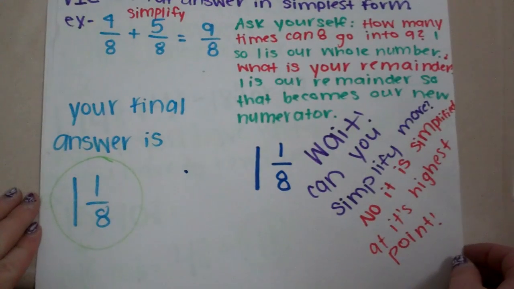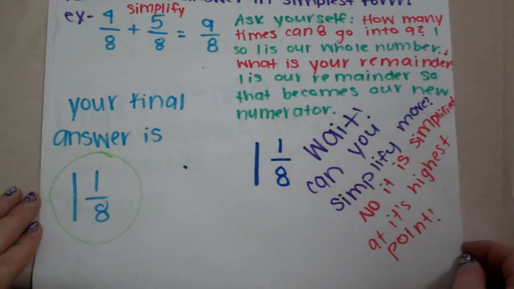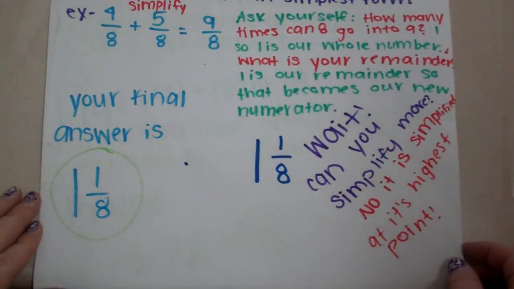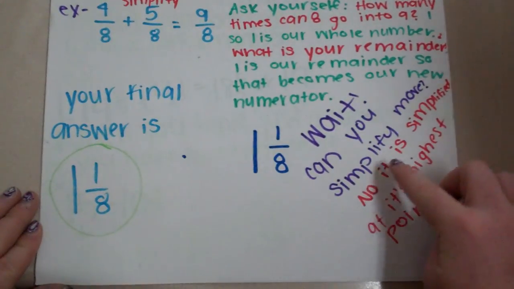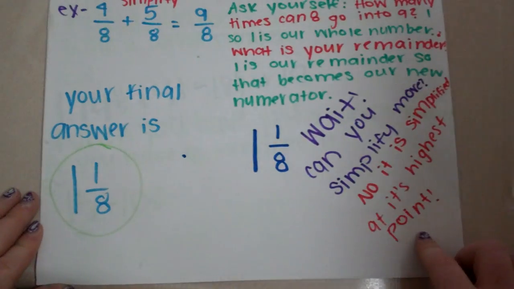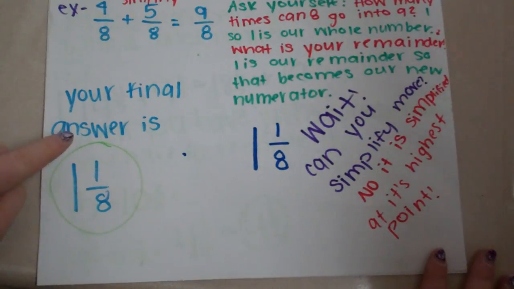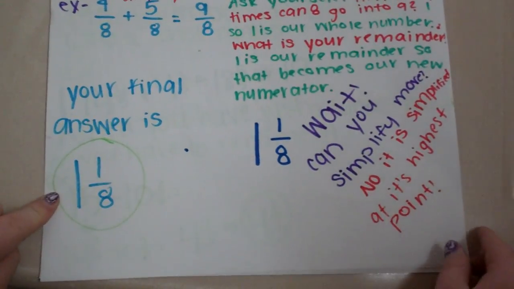What is your remainder? 1 is our remainder, so that becomes our new numerator. Wait, can you simplify more? No, it is at its highest point. Okay, so your final answer is going to be 1 and 1/8.